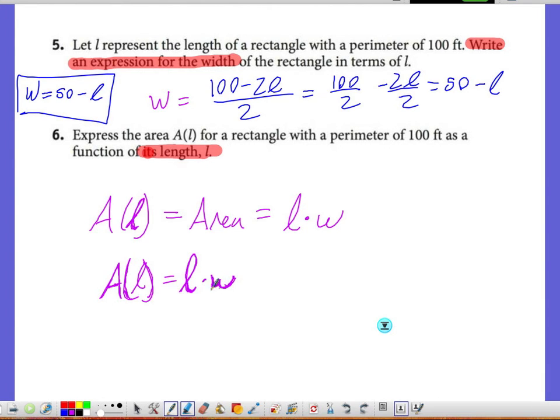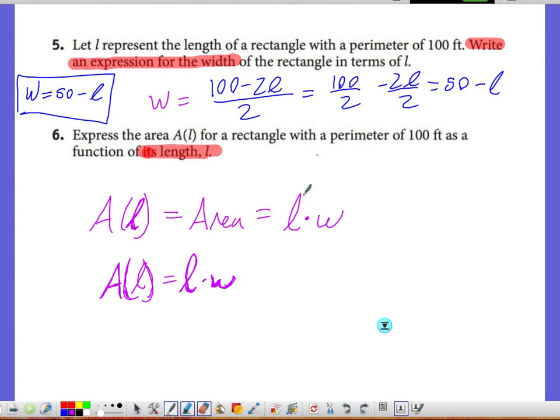So what do I do with it? Do I just get rid of it, erase it, and would this be my function? Well, area does not equal L. Area equals L times W. And so we need to replace this W with something. What can I replace it with?